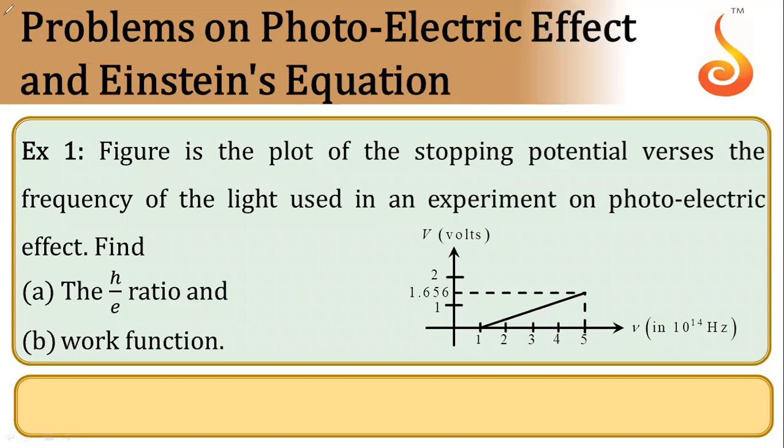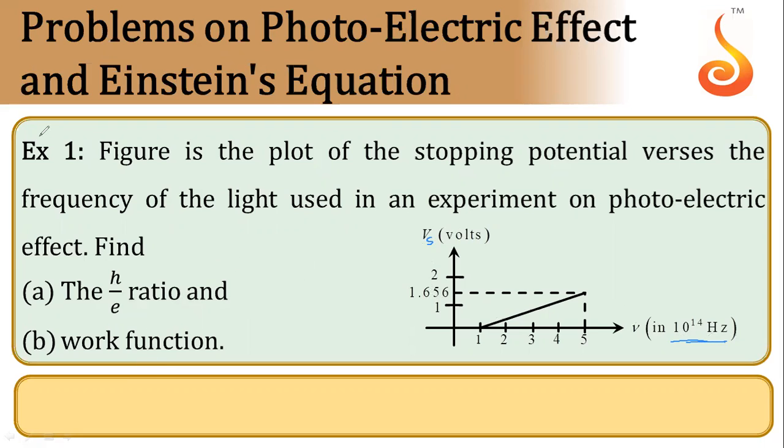So this is the first example of photoelectric effect. In this example, they have given the plot between stopping potential versus frequency. Frequency is in 10 raised to power 14 hertz multiple. So first they are asking what is h by e ratio.